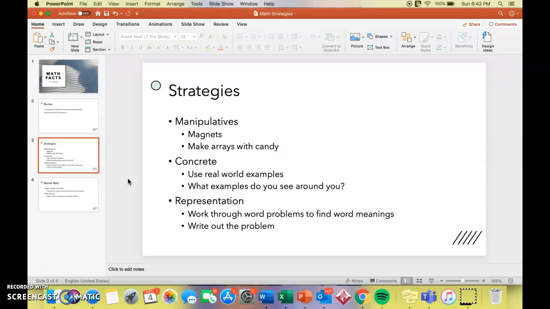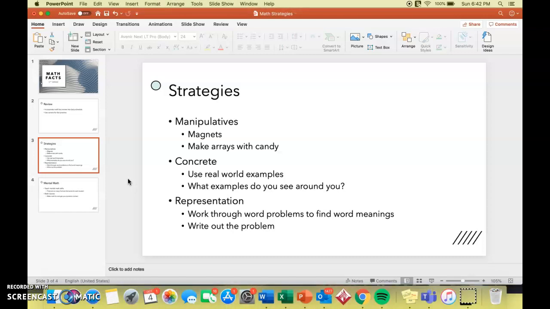Some strategies that I've found were definitely use manipulatives, magnetic numbers, and arrays with candy or just any items. Those are the ones that you find a lot. They're the most popular. So definitely use manipulatives. They provide a visual for the students, and a lot of people are visual learners, so seeing it actually happen will help them understand more of what's actually going on.